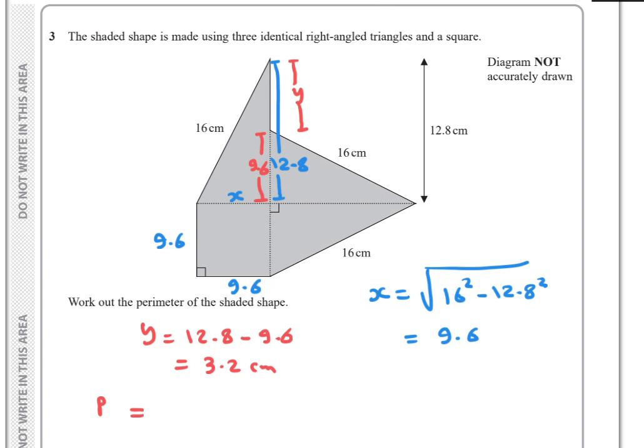Now you can find the perimeter equals, we have 3 sides of 16, so 16 multiplied by 3, plus 9.6 times 2, plus 3.2, equals 70.4 centimeters.